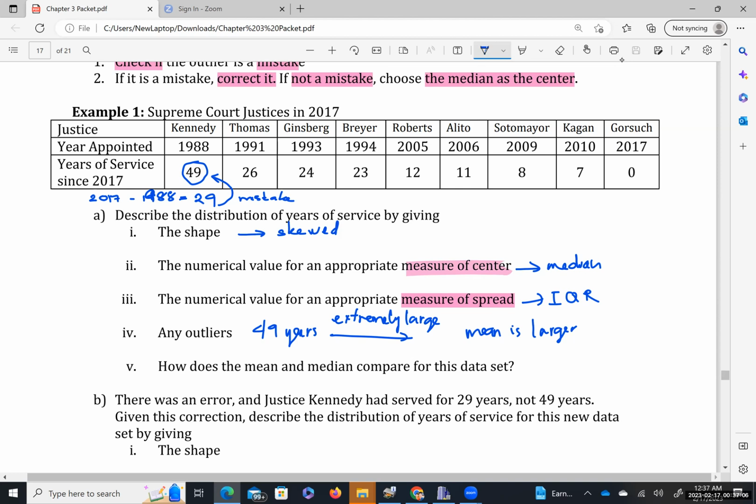So how do the mean and median compare for this data? Well, the mean must be greater than the median because it's skewed to the right. So that makes the mean greater than the median.